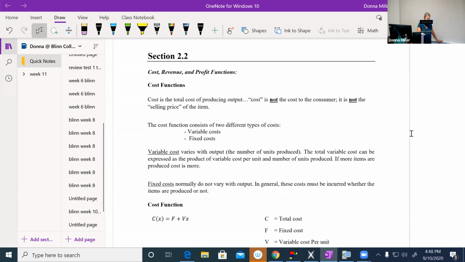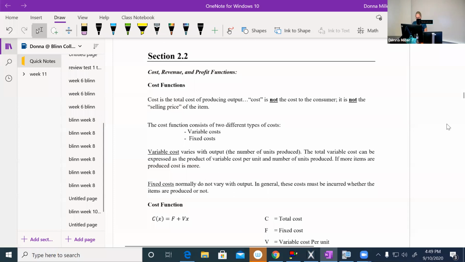The revenue is the money I take in. So if I sell the basketballs for $5 each, I'm taking in $5 times the number of basketballs I sell. The profit is the revenue minus cost. The profit is how much money I get to net. We want the profit to be positive, right? If profit's negative, we don't tolerate that for long. So let's talk about all this stuff.